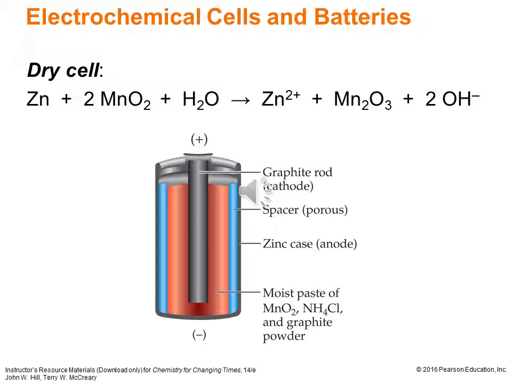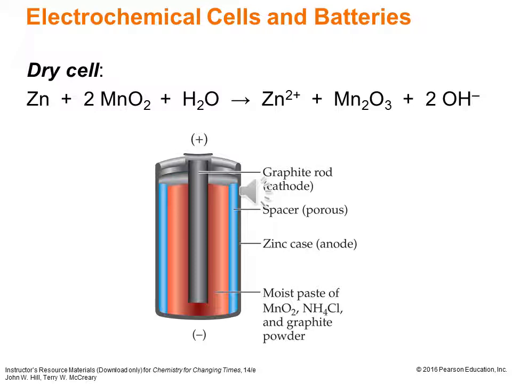But what you'd find is the cathode is typically a graphite rod. So the graphite rod is what allows for the transfer of electrons. You've got a spacer, some sort of porous spacer there, as we see. There's the zinc case on the outside. That's your anode. That's the site of oxidation. So the zinc metal is going to become zinc ion, as we see in our overall reaction. And then you've got a moist paste of manganese 4 oxide, ammonium chloride, and some graphite powder.